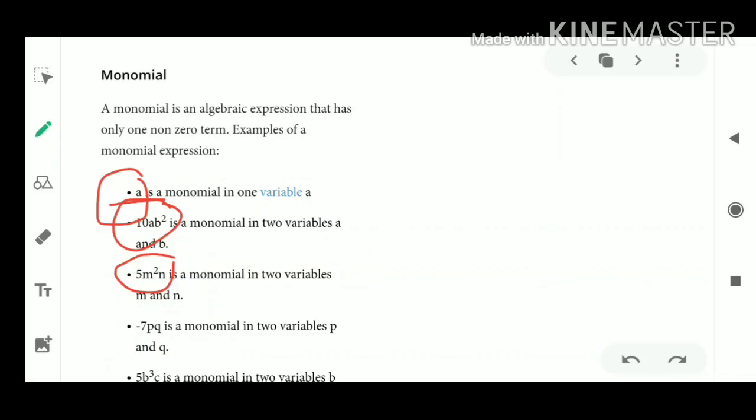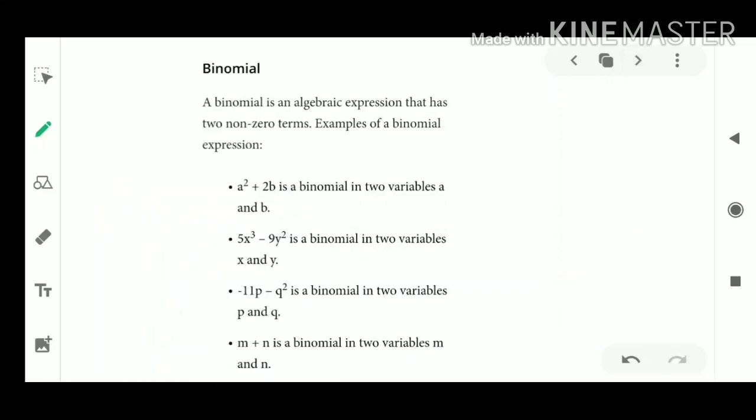And also minus 7, p, q. These three are called the factors. Okay, these are all the factors for minus 7pq. Like this, monomial is there. Now again we will see the examples of binomial. See that binomial means, in the name itself, it has a bi. Bi means two. So there are two terms in an algebraic expression.